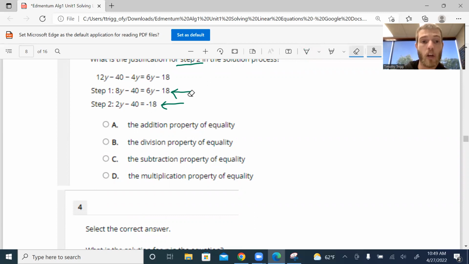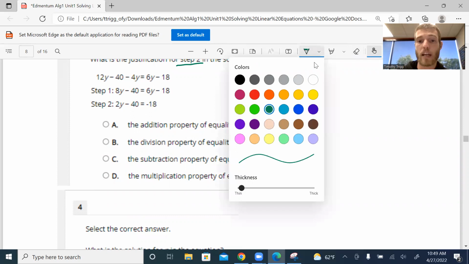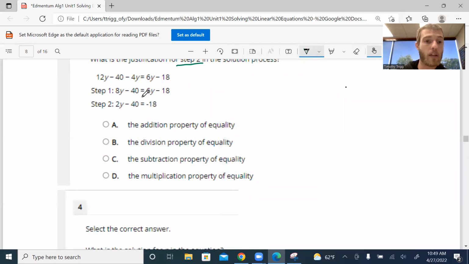You hopefully already know what I would do next. I see that there's y's on both sides of the equation. So I would go ahead and subtract 6y to both sides of the equation. And they did that same thing, didn't they? 8y minus 6y gives us, that's why there's 2y. And then there's no y's on the right side. See that? So which property did they use there?